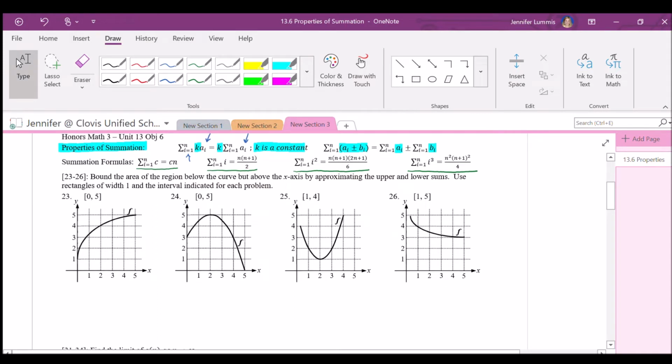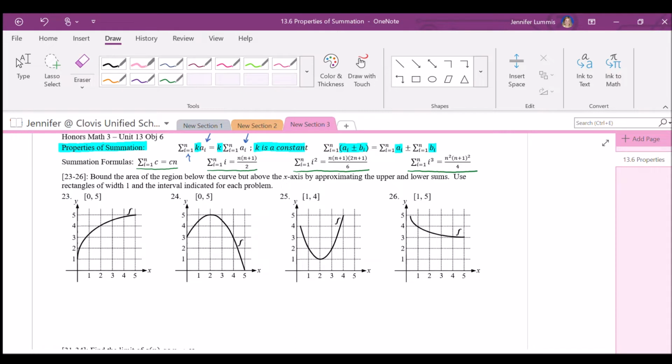We're going to start at the top here with a bounded area region, and we want to approximate the upper and lower sums. So what this means is we're going to approximate area by using lower bound rectangles and upper bound rectangles. So in calculating an upper sum or a lower sum, what we'd like to do is find the overestimate or underestimate for the area under the curve here and above the x-axis.